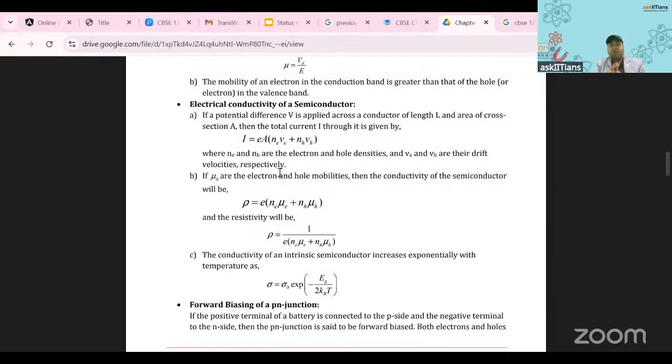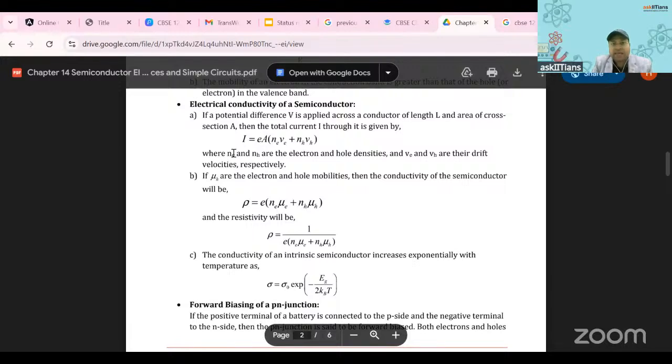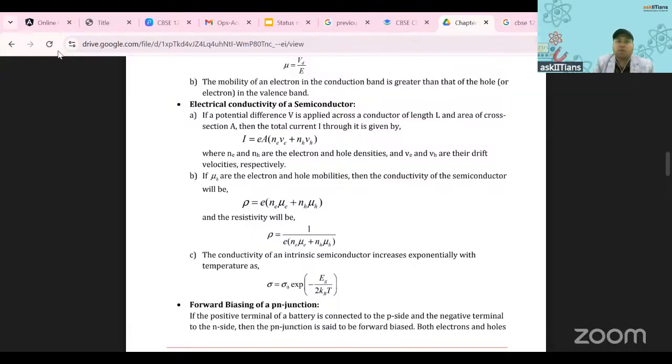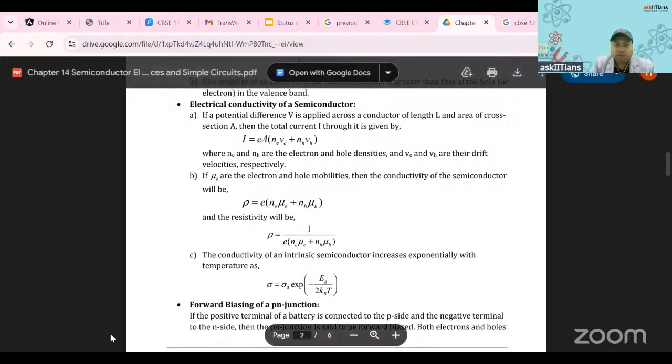Then this question might come: the electrical conductivity of a semiconductor. In a semiconductor, we have current due to majority carriers and also current due to minority carriers. You remember the current: J is equal to nevd, where vd is the drift velocity and J is the current density. So I comes out to be n e A vd, where A is the area of the conductor. Here we have n_e into v_e and n_h into v_h, because both currents are there, due to electrons and due to holes.